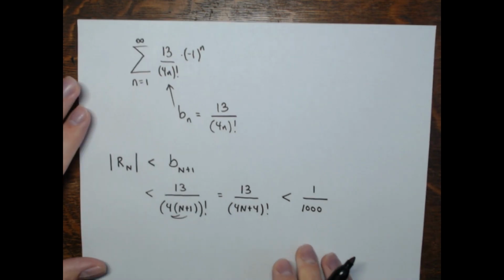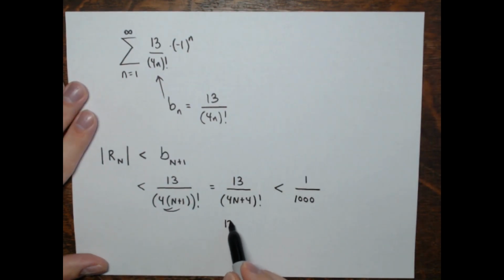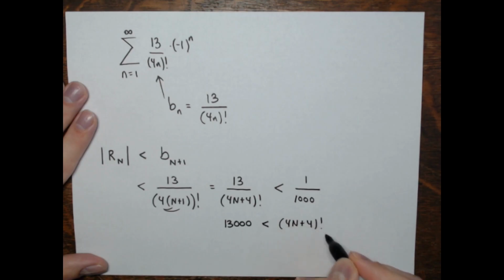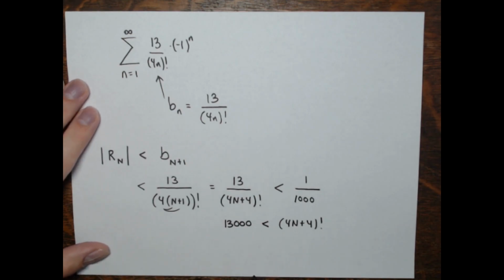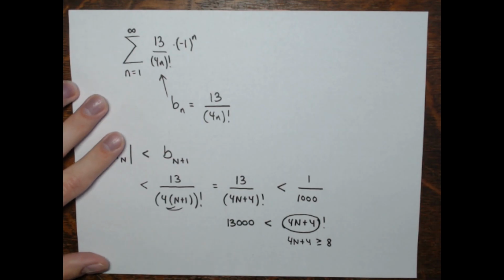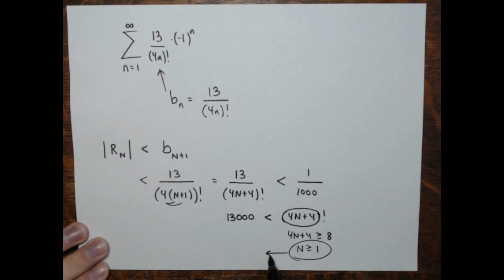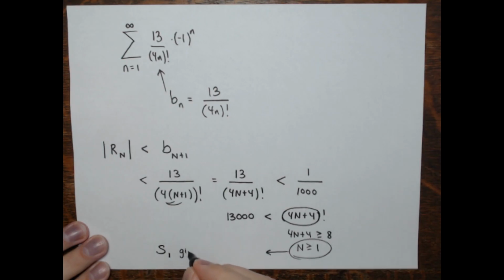So like before, I'm going to multiply by 1,000, and we have 13,000 must be less than this 4n plus 4 factorial. And we saw in earlier examples, 7 factorial is 5,040, which isn't bigger than 13,000, but 8 factorial was 40,320, which is bigger than that. So again, like in previous examples, this 4n plus 4 has to be at least 8. 8 factorial is the first factorial that's greater than 13,000. And then subtract 4, divide by 4, so n has to be greater than or equal to 1, and that's a nice whole number. So this is telling me that S1 gives the desired accuracy.